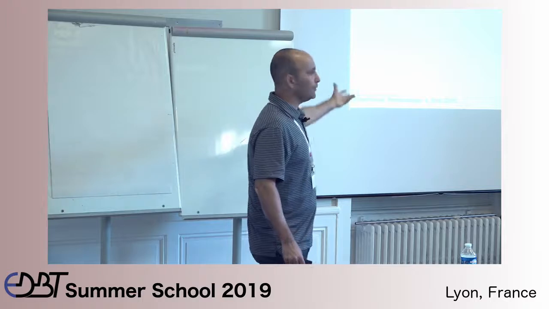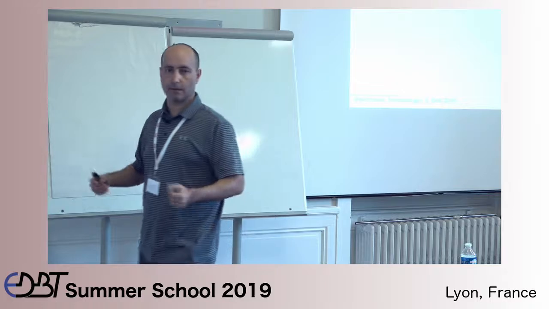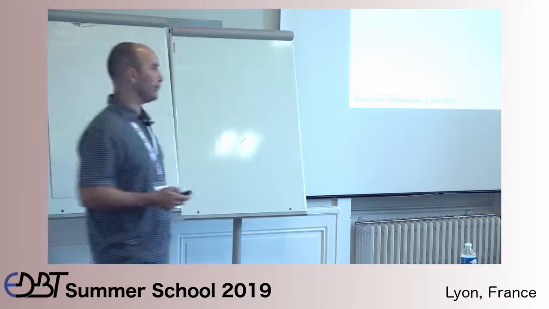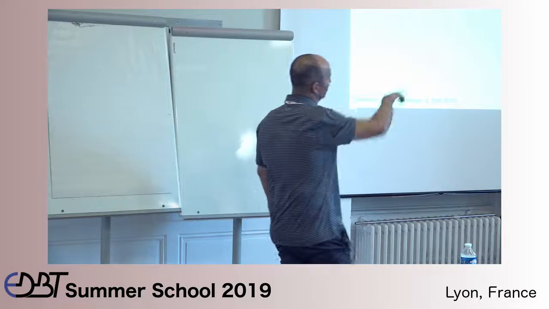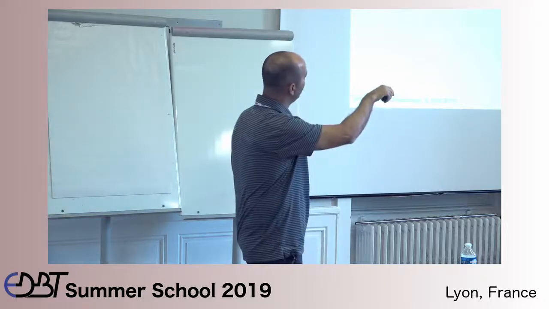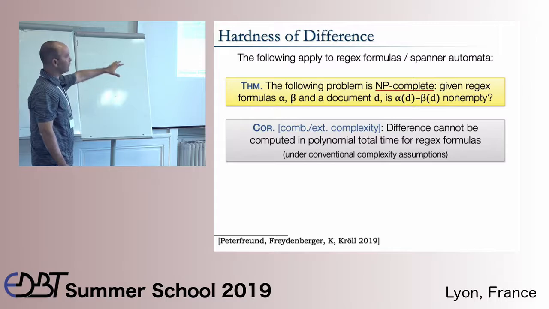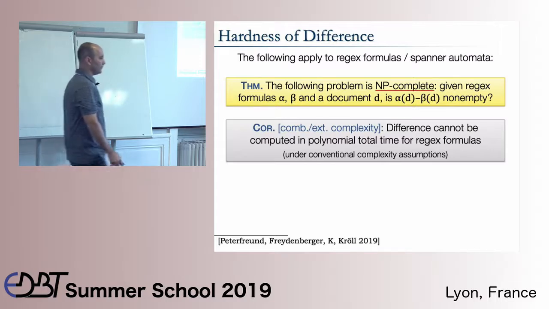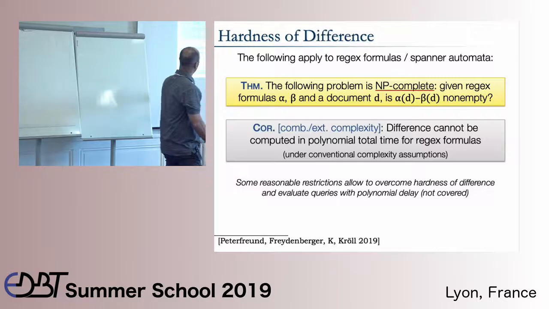Again, what is the difficulty? Why not just computing alpha D and then computing beta D and taking the difference? It is because every intermediate result can be very large. Okay, so if it was a join, then we could do it in polynomial delay. But the difference is actually hard. Okay, so as we said previously, this means that we don't have evaluation in polynomial total time or polynomial delay.